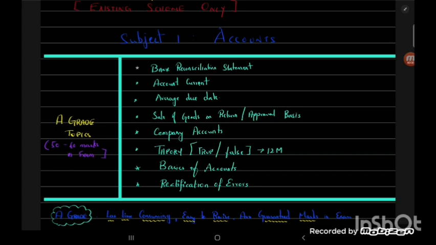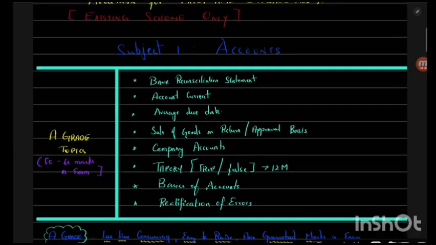In basics of accounts, we will be learning about the basics of the subject. What is accounting process, what is bookkeeping, difference between bookkeeping and accounting, and the initial steps of the accounting process like journal, ledger, subsidiary books. These are all we will be learning in the basics of accounts. And many more topics will also be covered under basics of accounts.